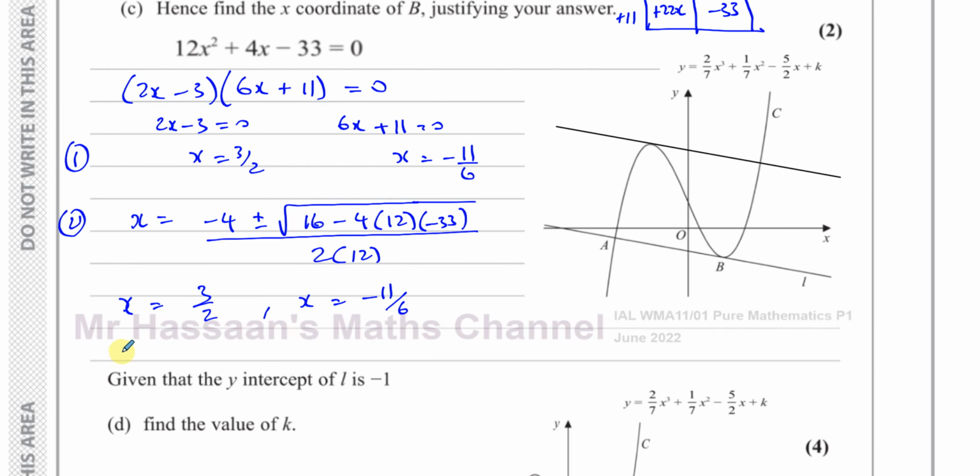So we can say B has a positive x coordinate. Therefore, x must be 3 over 2. We can see very clearly B has a positive x coordinate, therefore x must be 3 over 2. So that's justifying your answer. I guess you got 1 mark for doing all of this factorizing, and 1 mark for stating that x is positive, therefore that's why x equals 3 over 2. All right, so that's part C done.